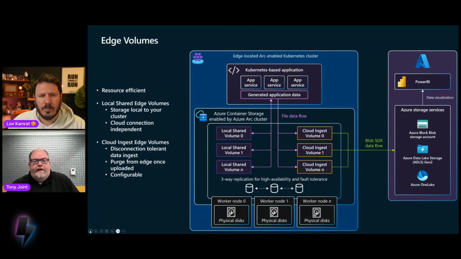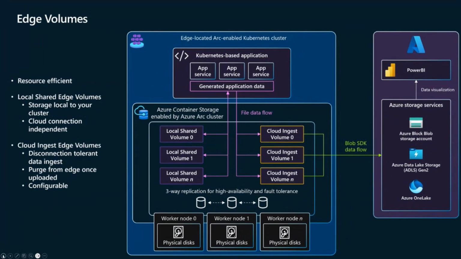So I wanted to talk just a little bit about the architecture. I mentioned there's cloud ingest, and that's on the right side of the diagram. But today we really want to talk about the local shared volumes that are persisted by Azure Container Storage on the local nodes. In Kubernetes clusters that have 3 or more nodes, we can set up Azure Container Storage enabled by Azure Arc with the subcomponent available to allow for fault tolerance and replication across the nodes in the cluster. So if you have a node failure, which we'll look at in a little bit, you can still maintain operations even in the face of that failure.